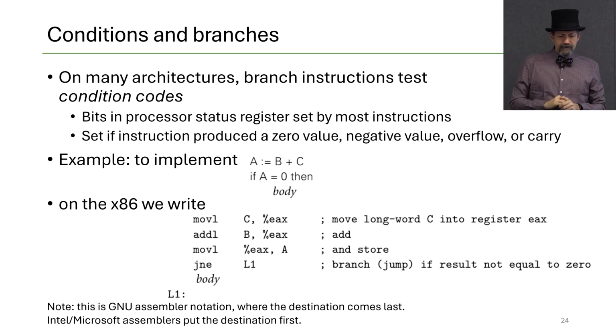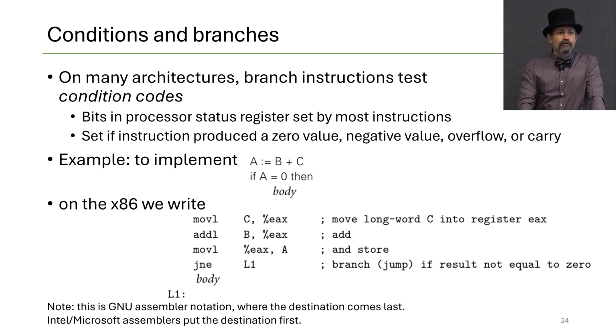So for example, let's look at how we might implement an if statement that's based on a computation. So let's assign a to b plus c, and then if a is 0, we'll branch to some body. On the x86, we could write that code as follows. This is in GNU assembler notation, so the destination comes last. If you've used Microsoft or Intel compilers that put the destination first, just reverse that in your head.